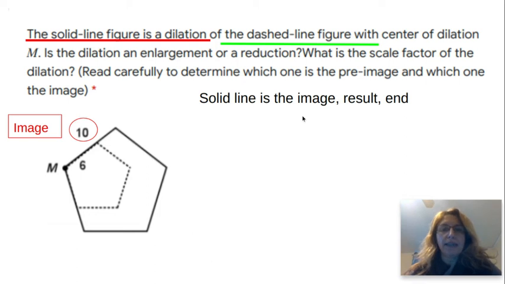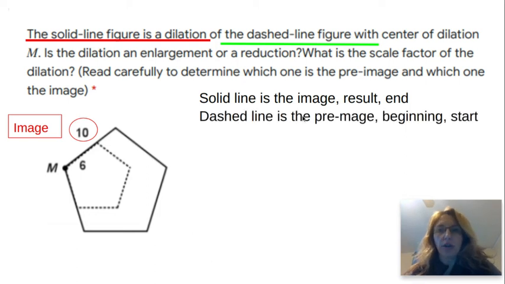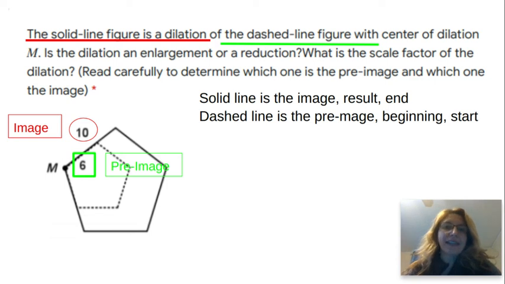Now, that means the dashed line is where you start, the pre-image, beginning, start. And I'm going to notate it over here. Is the dilation an enlargement or reduction? Obviously, here you can already say what happened. If you started at the dashed, ended up at the solid line, that was an enlargement, meaning your scale factor has to be more than 1.